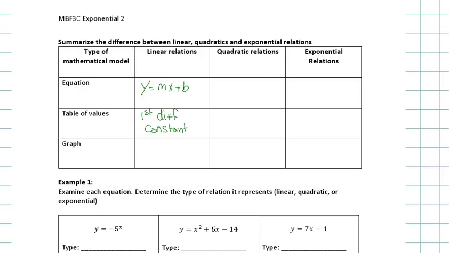Okay? How would a graph of a linear function look like? It's a straight line. So it could be increasing, it could be decreasing, but the important thing is that it's a straight line. It could be vertical, it could be horizontal.